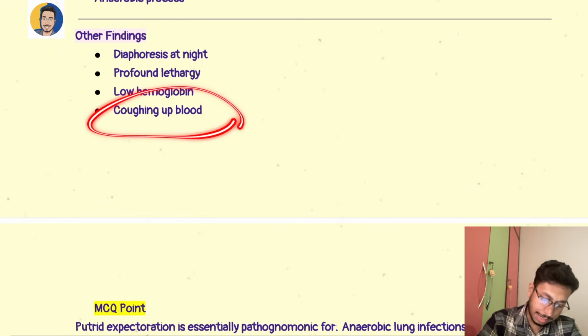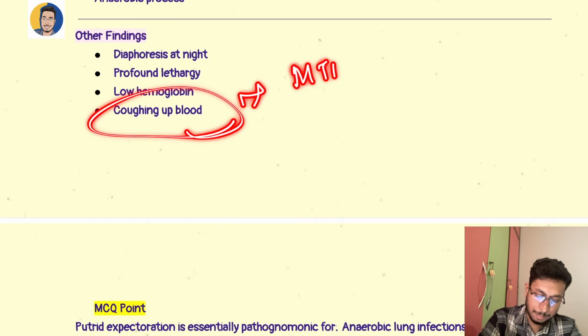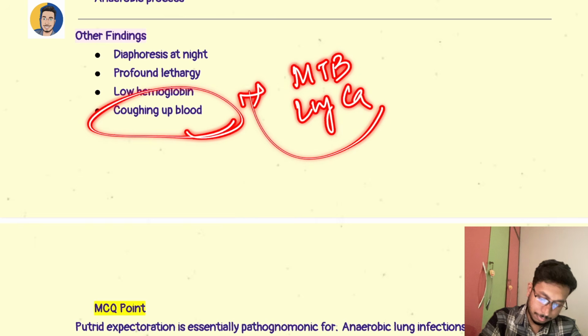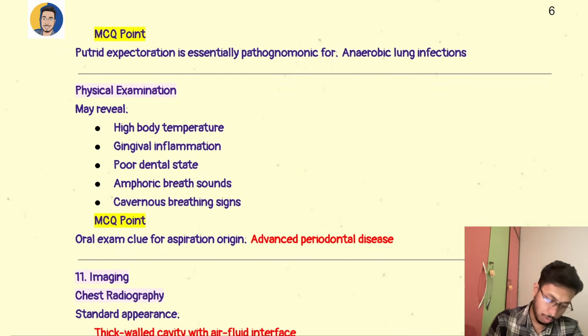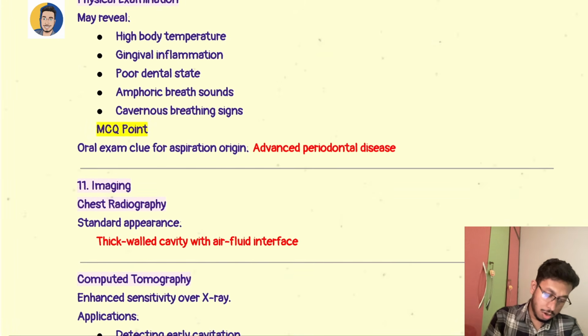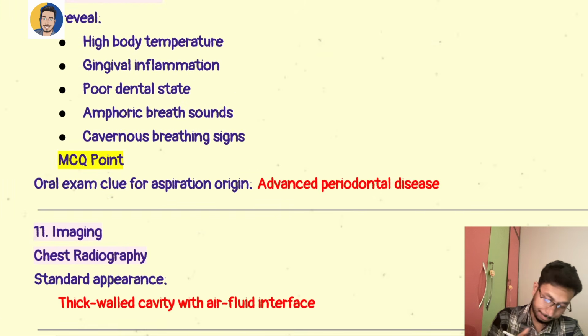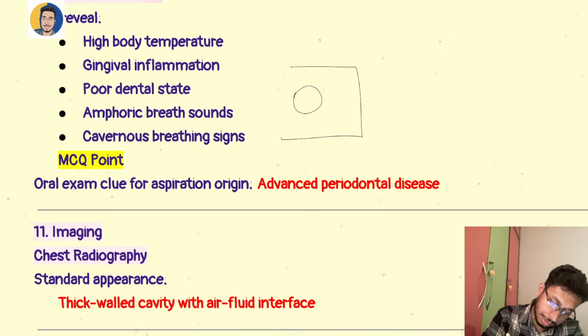Sometimes coughing of blood can also be seen, which is also a feature of MTB or lung cancer. Okay. So what will be the finding in clinical features? As there is cavitation in the lung tissue, consider this to be lung tissue and there is a cavity inside which contains fluid.